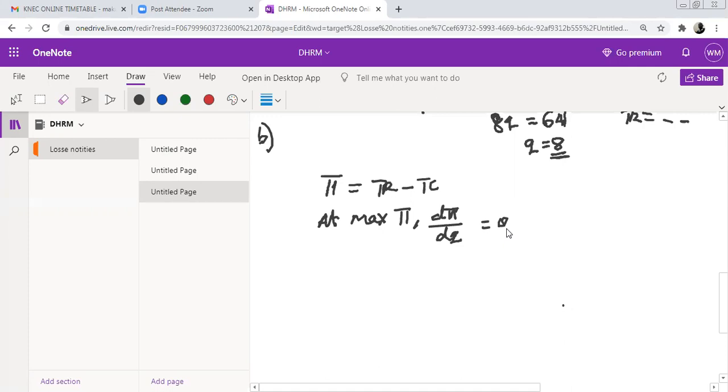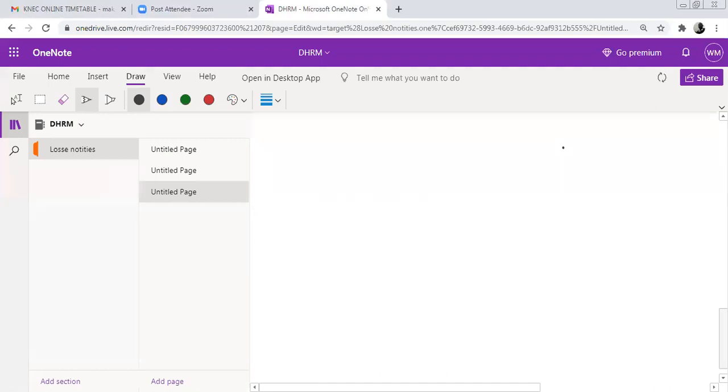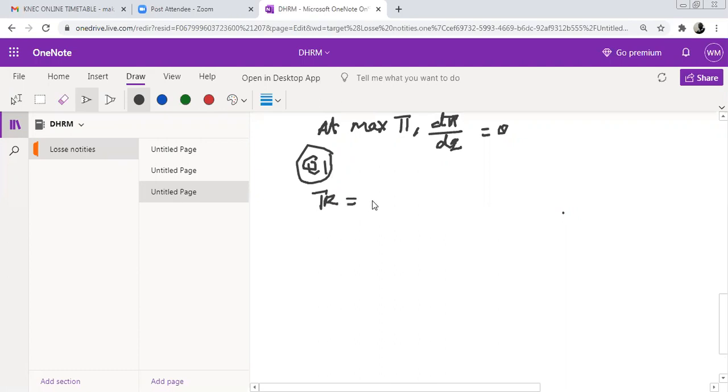I want you to refer now to the questions that you have. Question 1. It says that the total revenue of a farm is given by the function TR equals 10Q squared minus 200Q. So this is our question 1. The question asks: determine the level of output Q that will maximize total revenue. That is what we have just discussed.